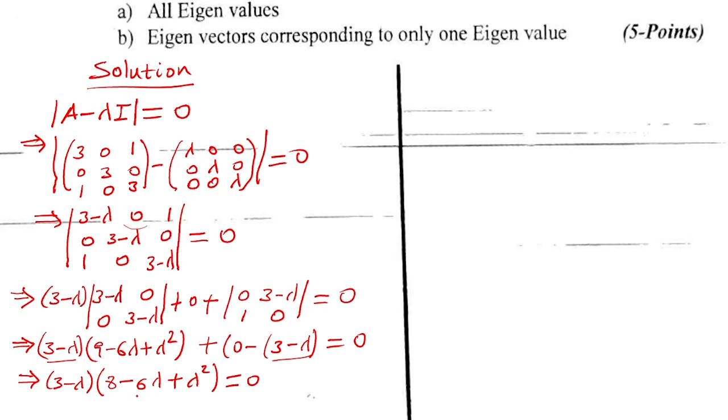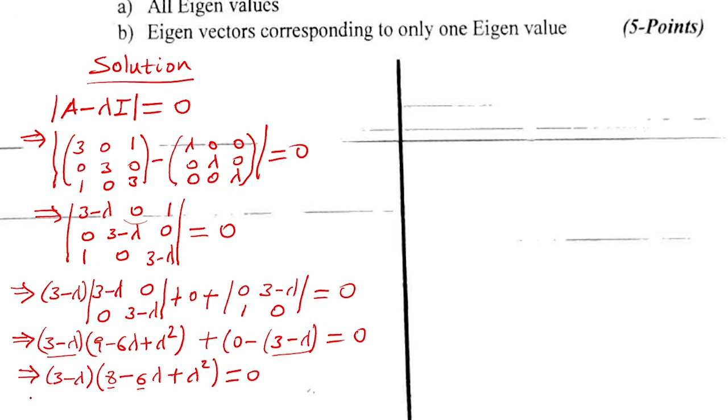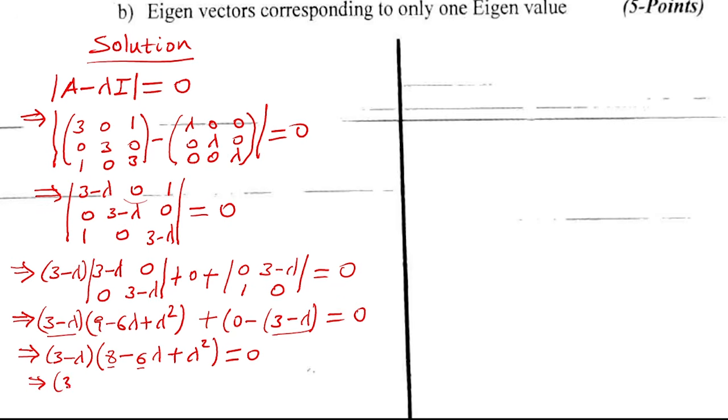To factorize this one, look, two numbers whose sum is minus 6 and product is 8: negative 2 and negative 4. So this can be factorized into (3 minus lambda)(lambda minus 2)(lambda minus 4) is equal to 0. The product to be 0, one of the two should be 0. So either lambda is equal to 3 or lambda is equal to 2 or lambda is equal to 4.